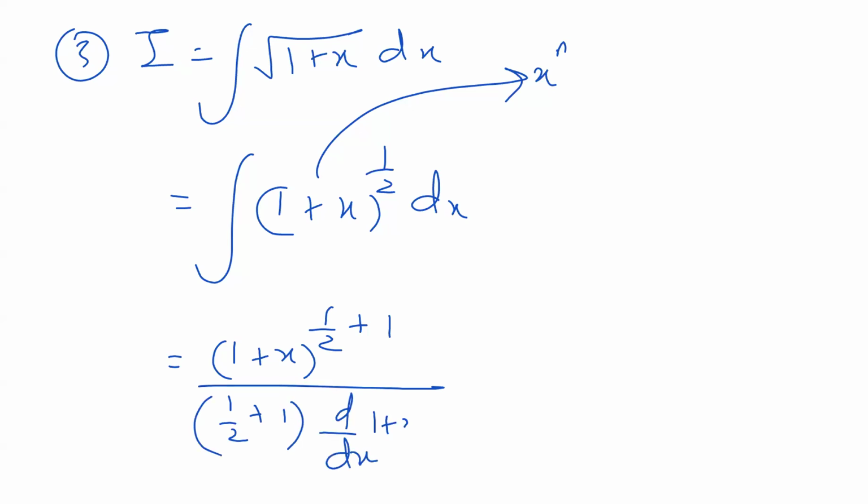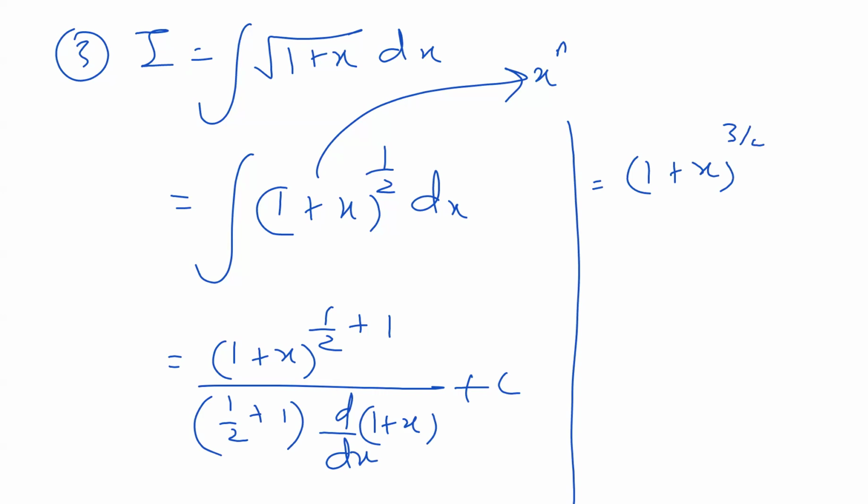And down, the chain rule, dy dx of 1 plus x. Now 1 plus x is a linear algebraic term. Hence we were able to apply this particular formula. So this is equal to 1 plus x raised to 3 by 2 upon 3 by 2 plus c, which is 2 by 3 times 1 plus x raised to 3 by 2 plus c. Okay.